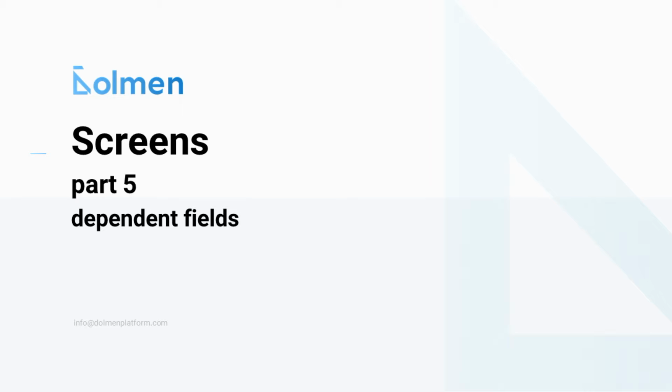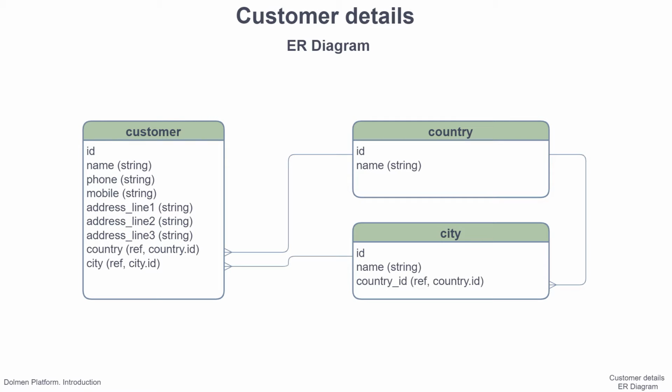In this video I'm gonna explain how to use dependent fields. Let's take this example where the customer table has reference fields for country and city. The city table has a reference field for country.